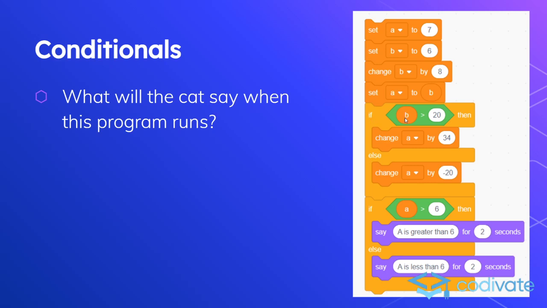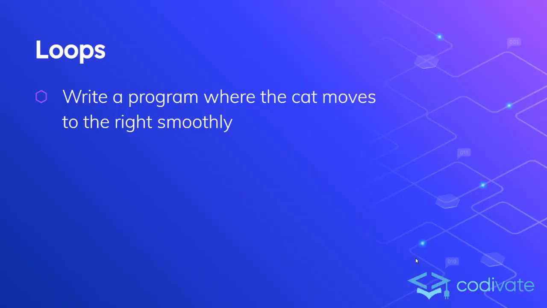So now, if B is greater than 20, in other words, if 14 is greater than 20, well, 14 is not greater than 20, so we're skipping this and running the else. Then we're subtracting 20 from A, and A was 14, so A is now negative 6. Then we're asking if negative 6 is greater than 6, which it's not, so we're going to skip the if and go here. It says A is less than 6, and that is the answer.